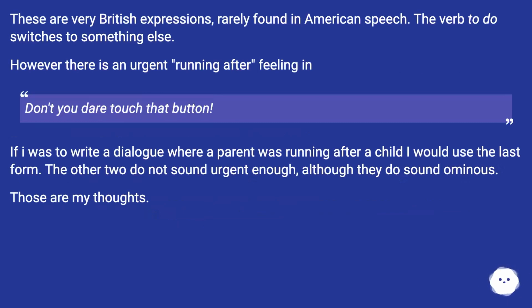The verb to do switches to something else. However, there is an urgent running-after feeling in: don't you dare touch that button. If I was to write a dialogue where a parent was running after a child, I would use the last form. The other two do not sound urgent enough, although they do sound ominous. Those are my thoughts.